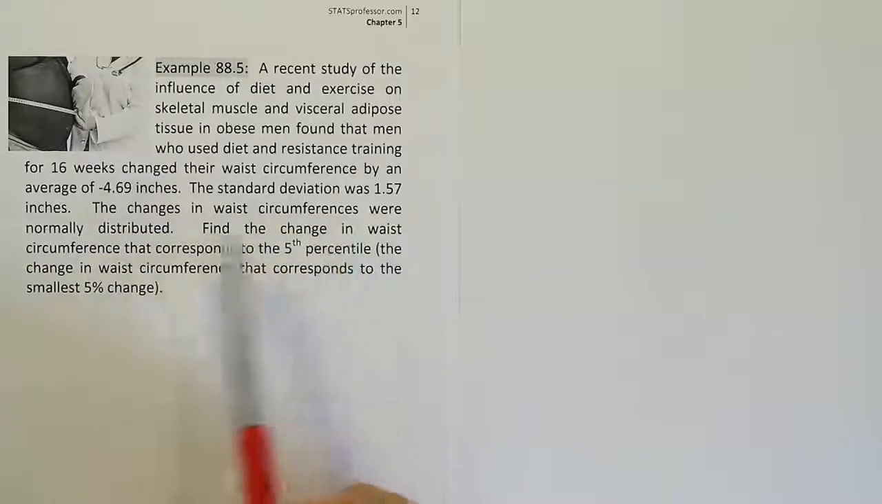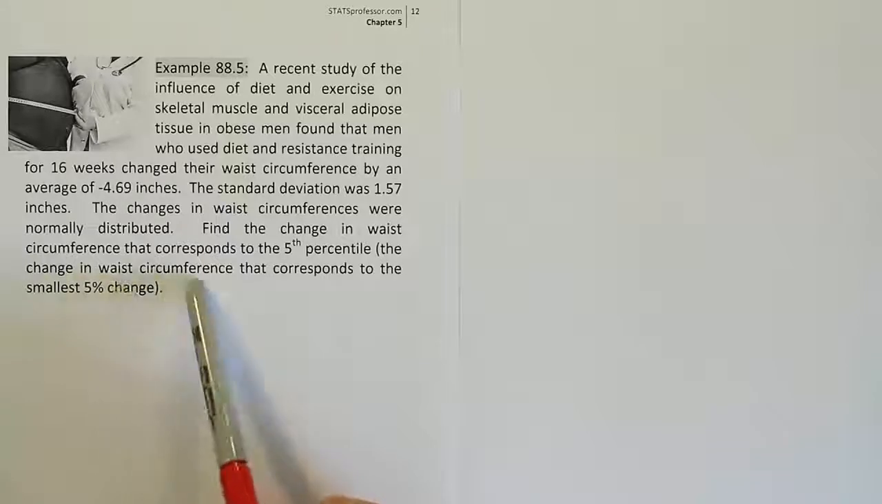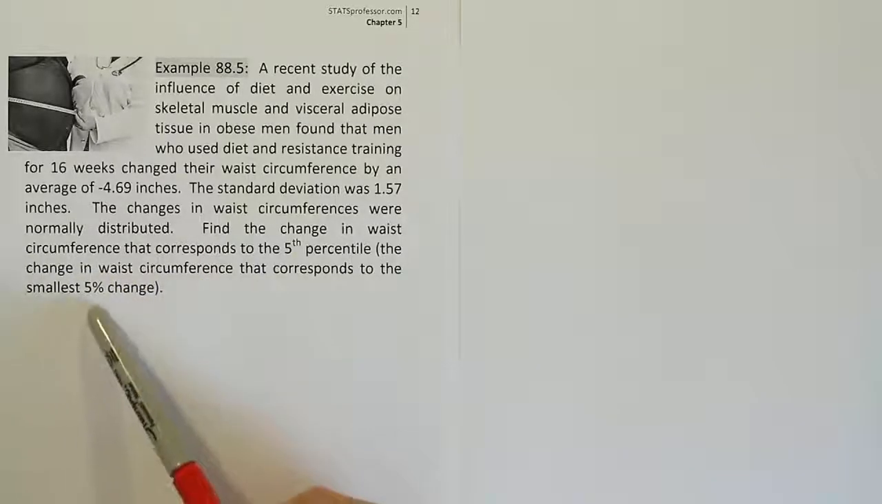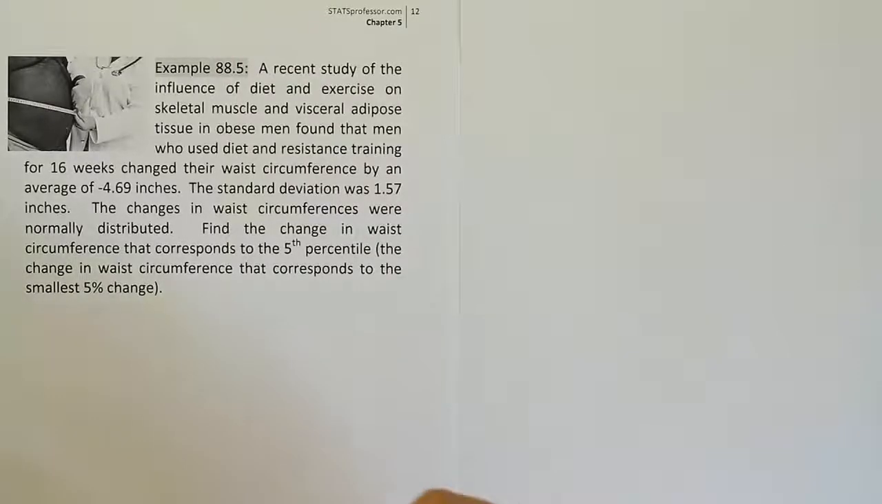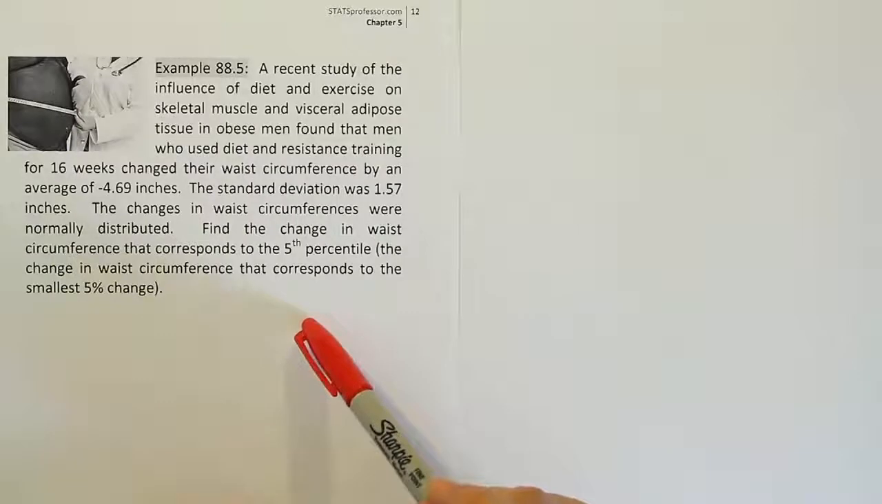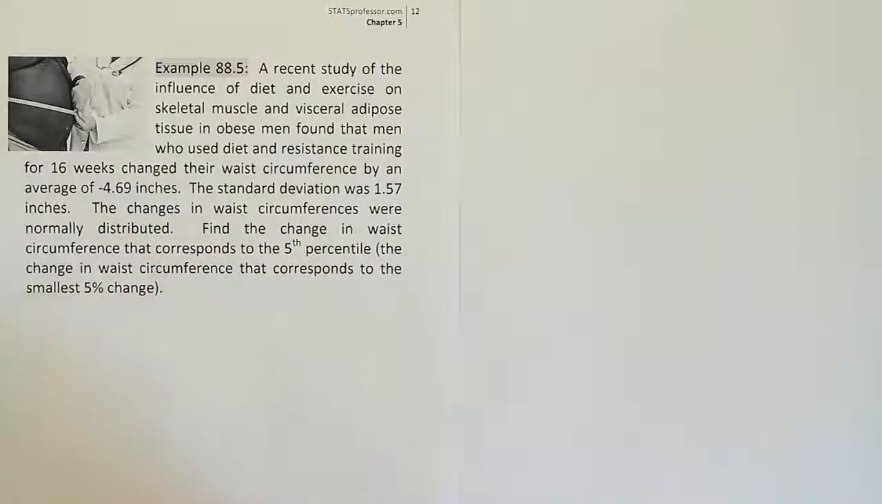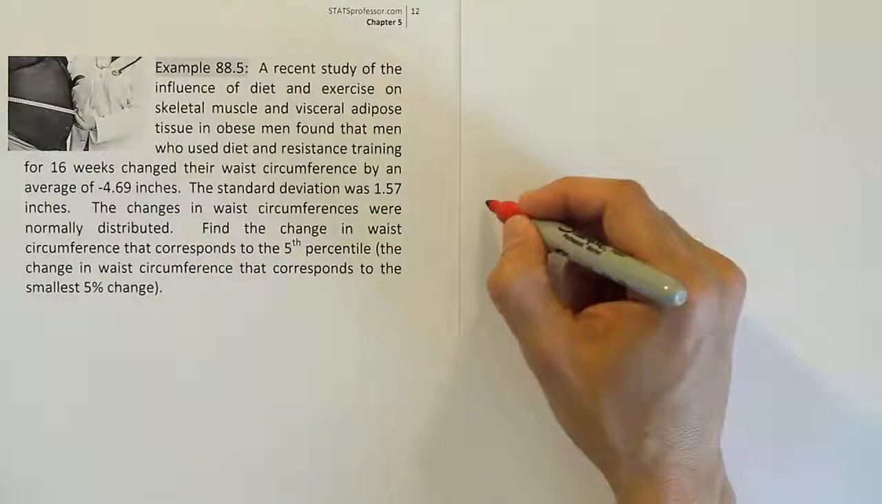The changes in waist circumferences were normally distributed. Find the change in waist circumference that corresponds to the 5th percentile. The change in waist circumference that corresponds to the smallest 5% change, in other words. Okay, so when I read the problem, a couple of things jump out at me. It's kind of a long paragraph, but I do see that they mention in the problem that the waist circumference changes were normally distributed. So I should draw probably a bell curve to solve the problem.